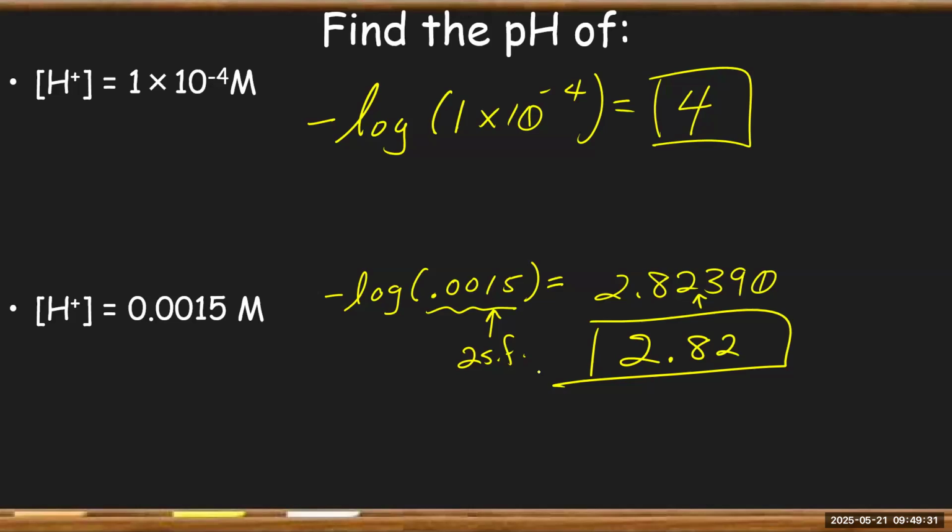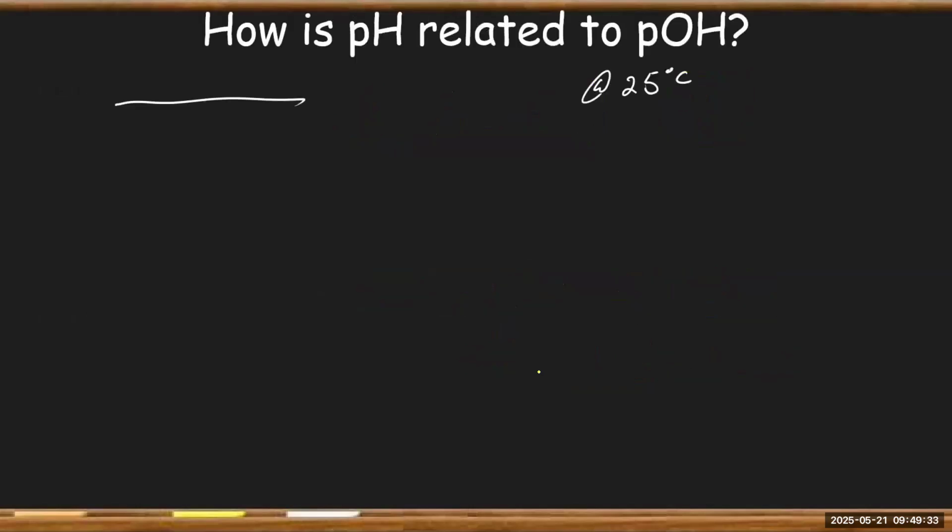Got it? Moving on. How is pH related to POH? All right. So you guys, there's a pH. There's also a POH. You didn't say POH in bio, but where there's pH, there's also got to be POH, right? So how are they related? In the same solution, pH and POH should always add up to 14.